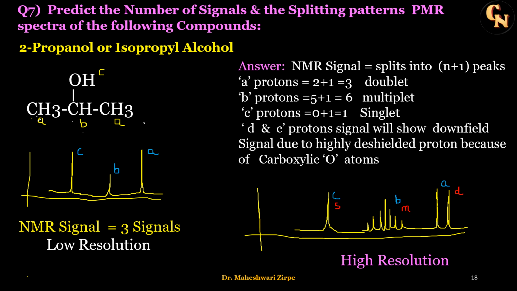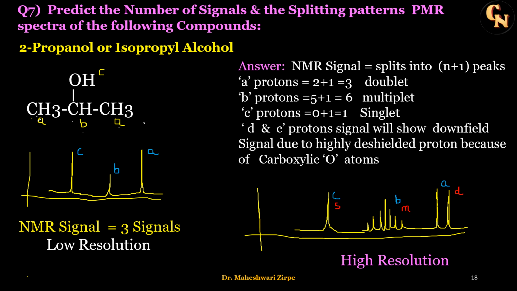Then the center carbon, which has one proton and is attached to OH in front of it, and has CH3 on both sides, has a different environment than the A protons, so it is denoted by B. And obviously the C proton, because it is directly attached to oxygen, has a really different environment, which is completely de-shielded because of oxygen. So there are three types of protons, labeled as A, B and C.